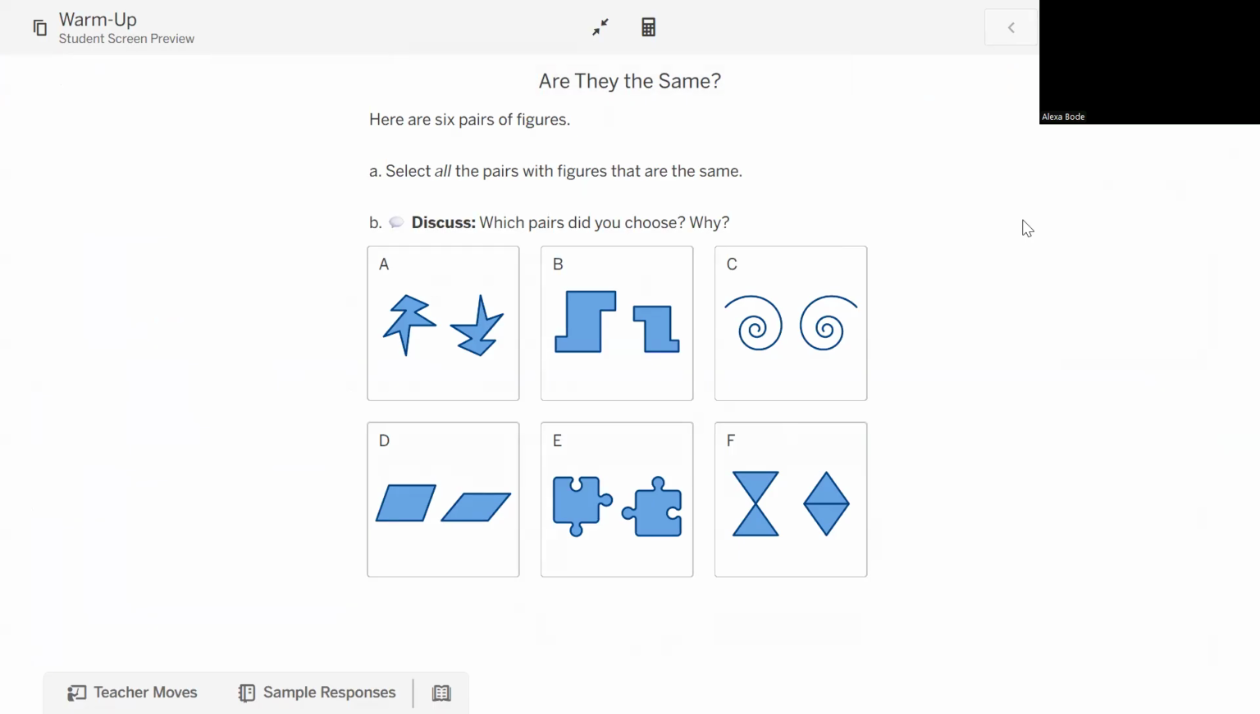So it says here are six pairs of figures. Select all the pairs with figures that are the same. So look inside of each one. Is this the same as this? Is this the same as this? Is this the same as this? And so on. So go ahead, take a second, select all the pairs with figures that are the same.